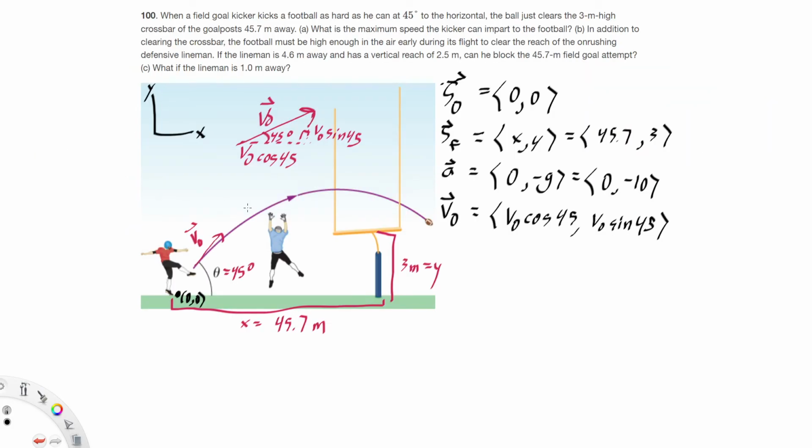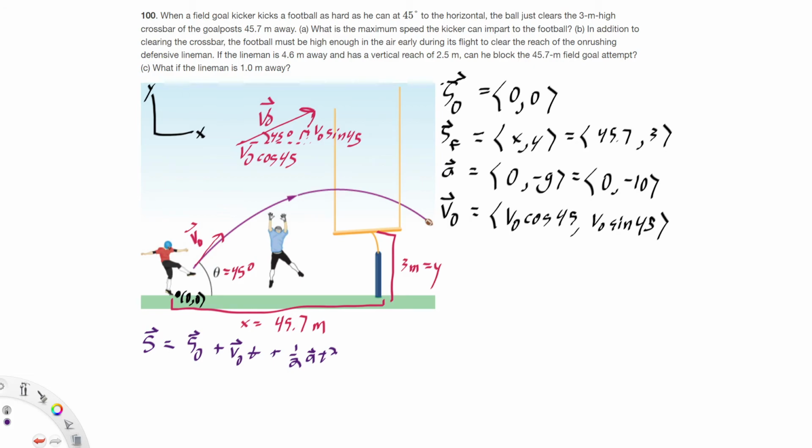Okay, so we have S equals S naught plus V naught t plus 1/2 a t squared. What are our unknowns in this equation? Matthew, that's right. We don't know time. But what else do we not know? Yeah, we don't know V naught. That's right, Eric. That's exactly right.